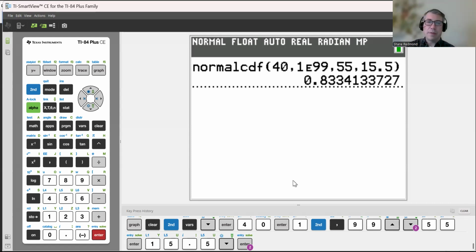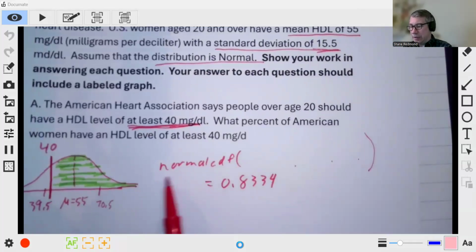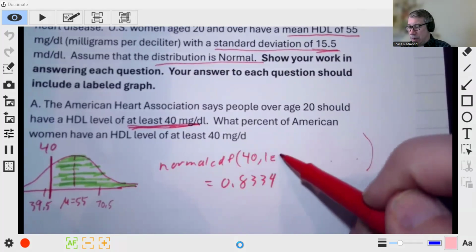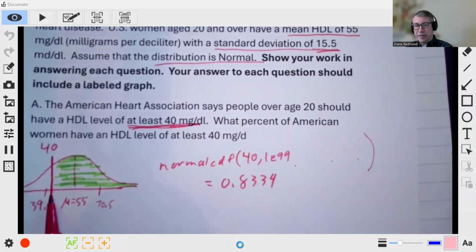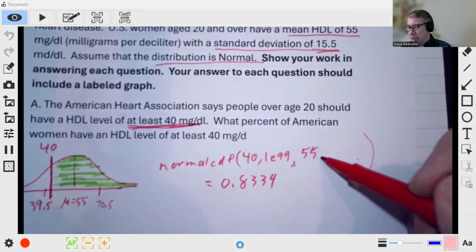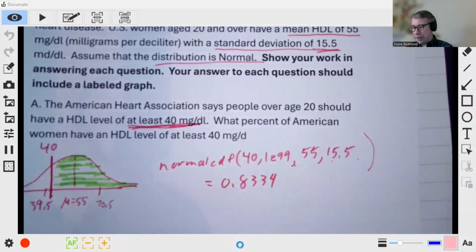So that is a 0.8334. And so let me switch back to my paper to show you how I would ask my students to record their solution here. I would ask my students to tell me everything you just put in that calculator, the normal CDF, and then tell me the things you put in here. 40, 1E99 for this region that starts at 40 and stretches out forever on the right. And then we put in the mean of 55 and the standard deviation of 15.5.